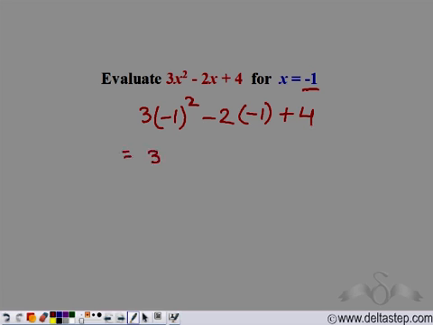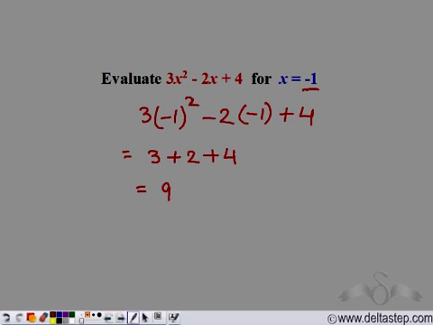So 3, -1 square is 1. 3 into 1 gives 3. -2 into -1 gives us plus 2. And we have a plus 4 here. So 3 plus 2 plus 4 gives us 3 plus 2 is 5. 5 plus 4 is 9. So the value of this expression at x is equal to -1 is 9. This is how we evaluate expressions.